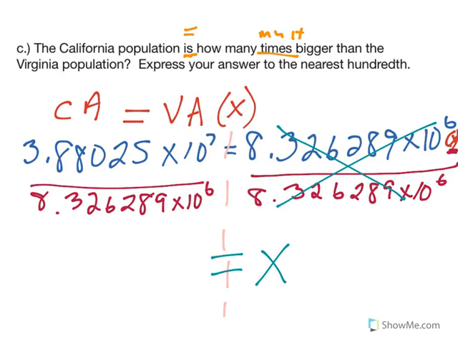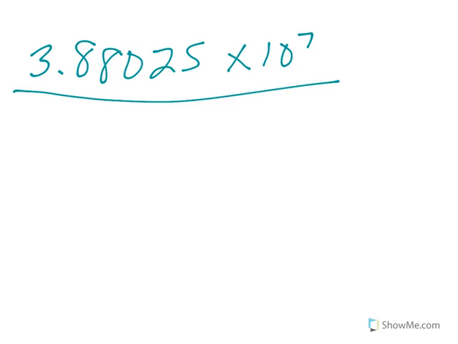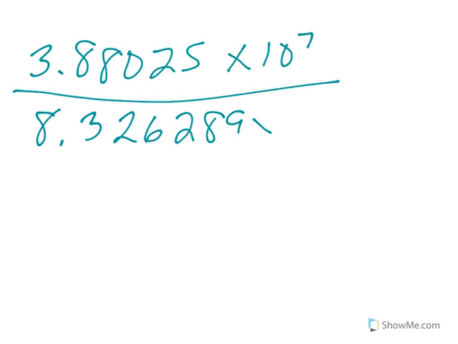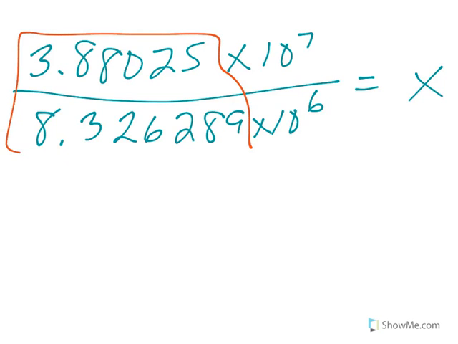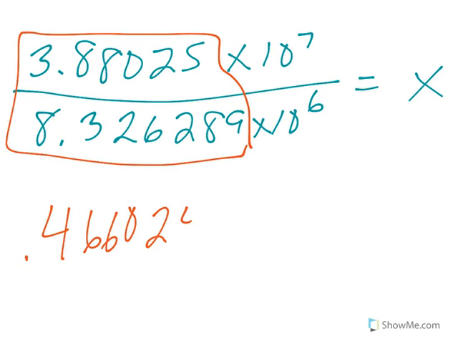And on the left-hand side, I've got this nice scientific notation piece, and I actually want to rewrite this so we can see it a little nicer. So I've got California, 3.88025 times 10 to the 7th. I'm dividing that by Virginia, 8.326289 times 10 to the 6th. And that answer is giving me my unknown, how many times bigger. So remember, with scientific notation, we're going to divide our numbers. And that's going to get us 0.466024444.